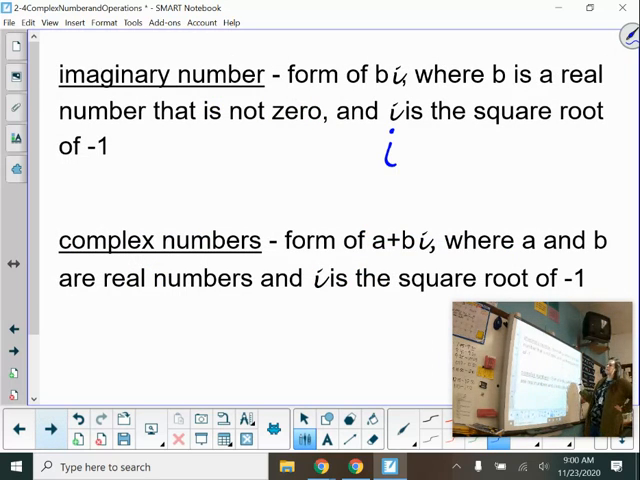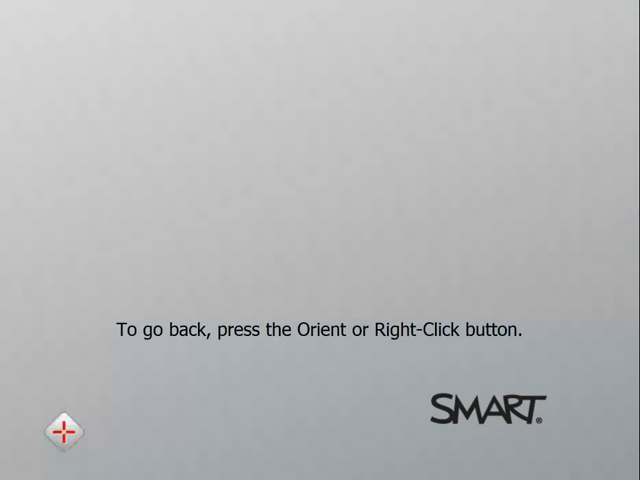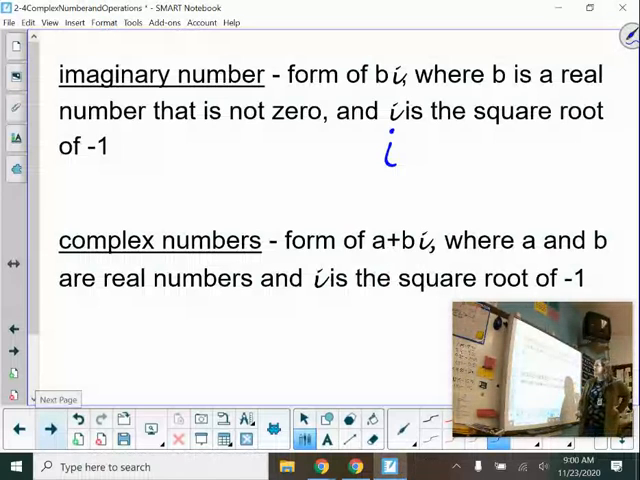Okay, so we have some stuff here on imaginary numbers, and I'm going to try calibrating one more time. Hopefully we'll get a little bit better this time. Things are just a little bit off today. Okay, we'll see how that one goes.